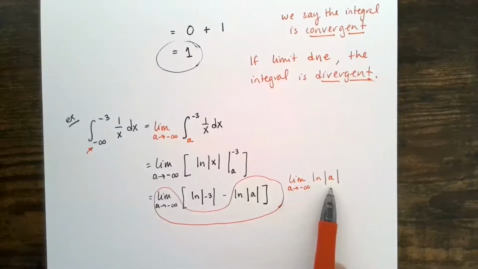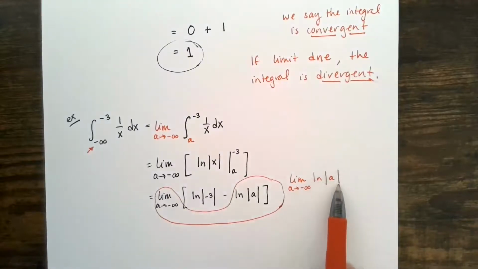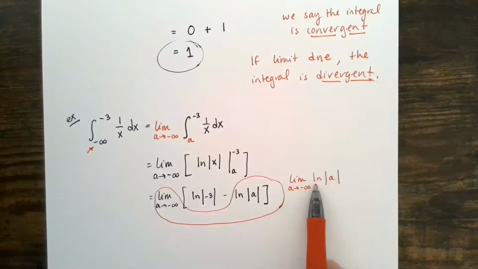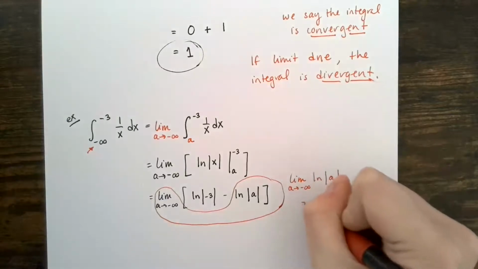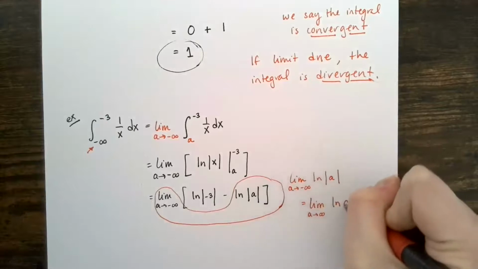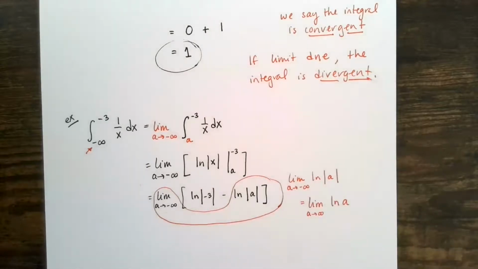One thing you might realize is that because of these absolute values, as a approaches really large negative numbers, it's just the natural log of the positive version of those numbers. So you don't have to rewrite it, but you could also think of it. It would be the exact same thing as this, right? Because these big negative numbers, they're getting absolute value immediately. So it's really just ln of big positive numbers.